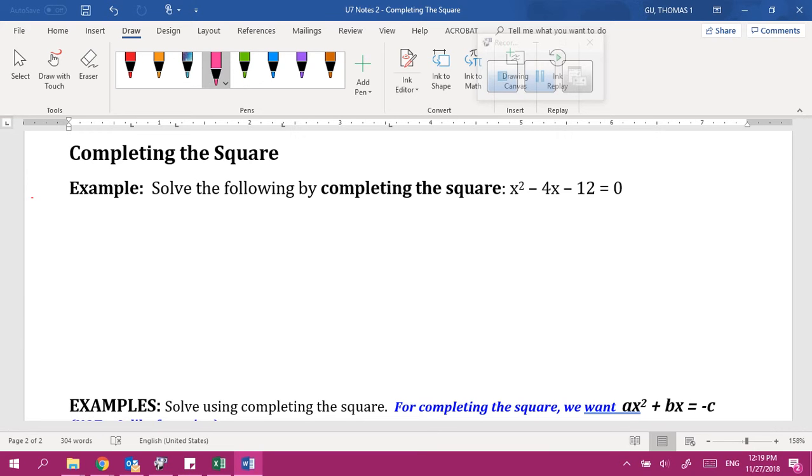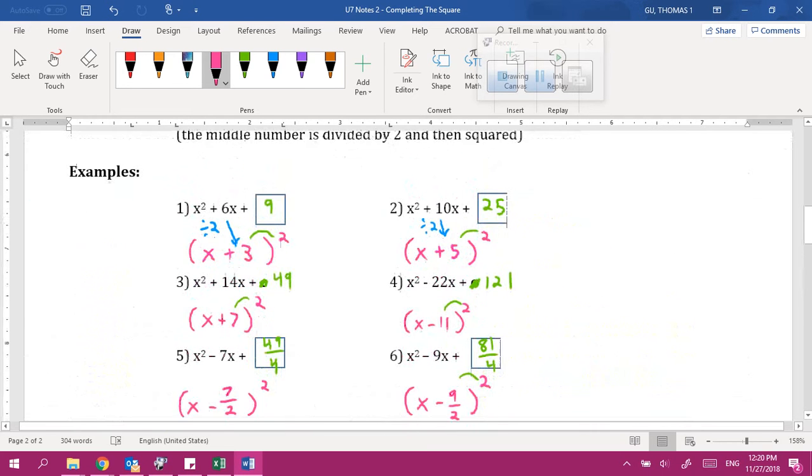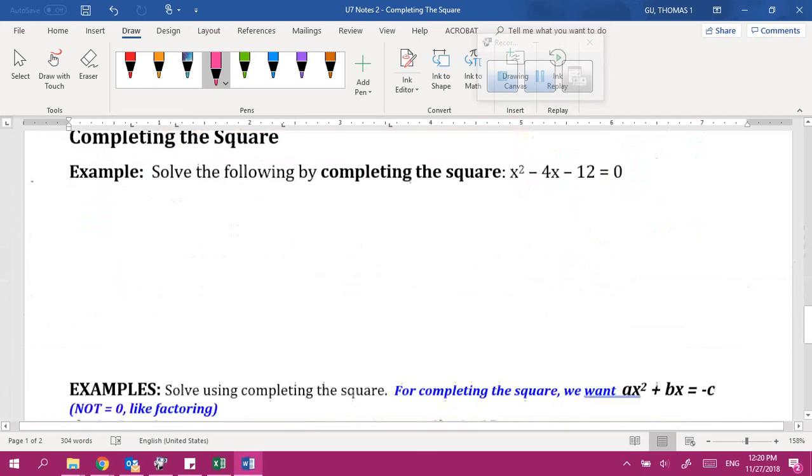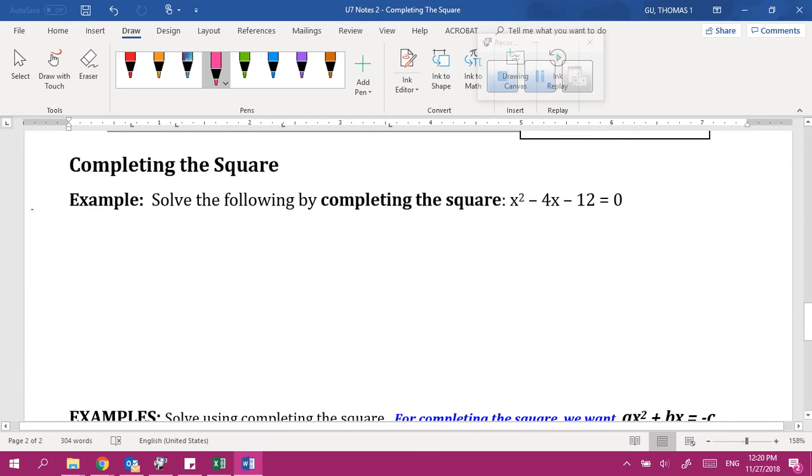We've got x squared minus 4x minus 12 equals 0. So we're actually trying to solve. That means we're trying to find x equals what, right? However, this looks a little different because in our examples up here, notice all of these were x squared plus bx and then a blank. We're looking for that third space, that c value. But over here, it's x squared minus 4x minus 12. That's not a blank, that's a 12 right there. We need it to be an empty space. When we completed the square, every time we had an empty space and we were looking for what goes in there.